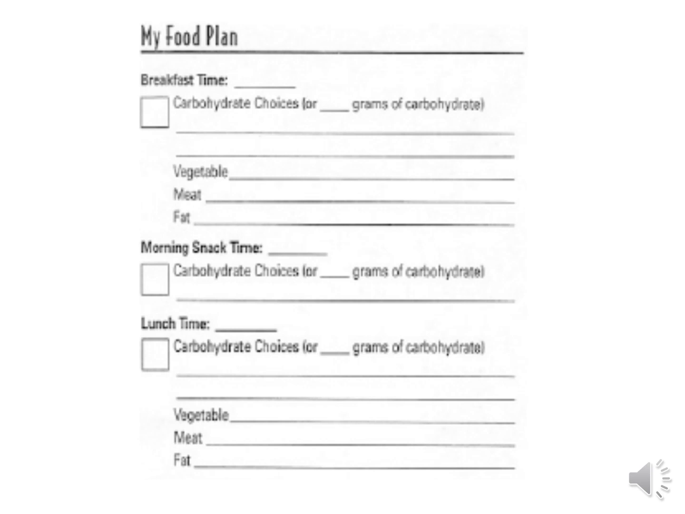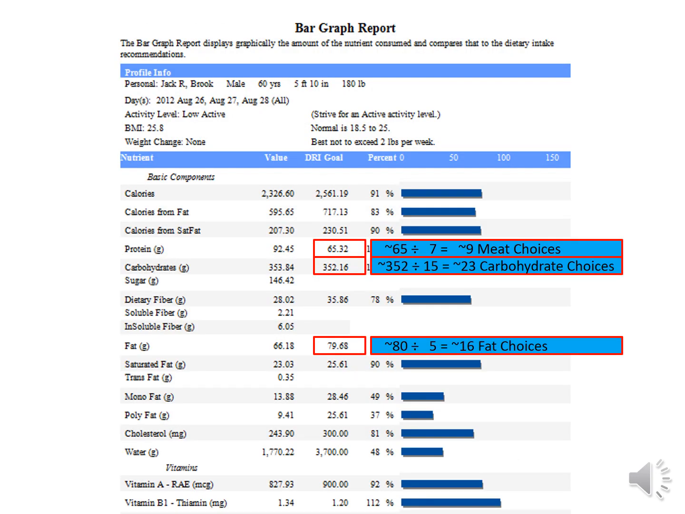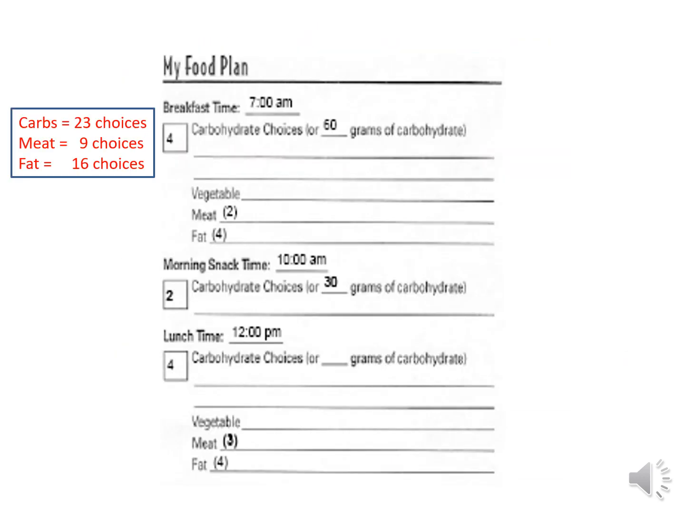Your meats and fats, as we'll show you, don't have boxes for where you put how many choices you're going to eat. So we're going to put those in parentheses right there, and I'll show you how to do that. Anyway, going back to my DRI goals, you notice I have 9, 23, and 16 choices. So I just put them up in the left-hand corner, as you see.